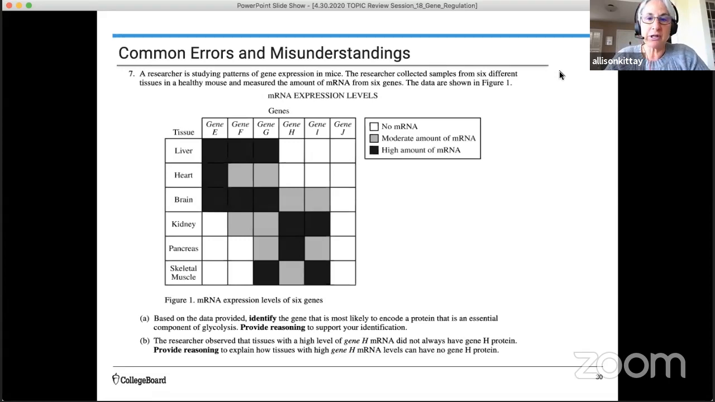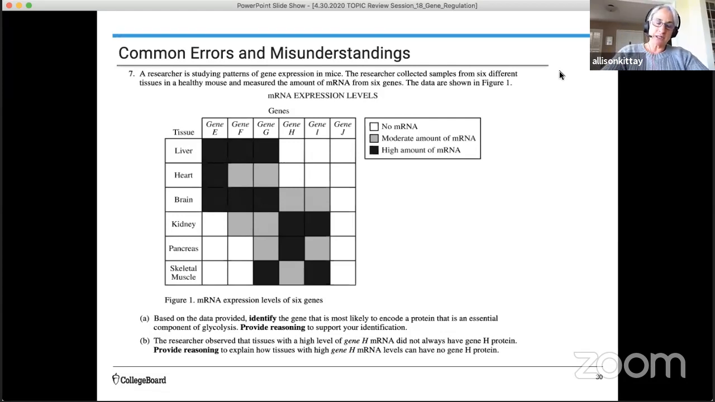First of all, you need to look at the legend. The open squares, no mRNA is seen. The gray squares, a moderate amount of mRNA is seen. And in the completely blacked out squares, a high amount of mRNA is seen. So across the top, you can see we have 6 genes called E, F, G, H, I, and J. And then we have tissues: liver, heart, brain, kidney, pancreas, and skeletal muscle.